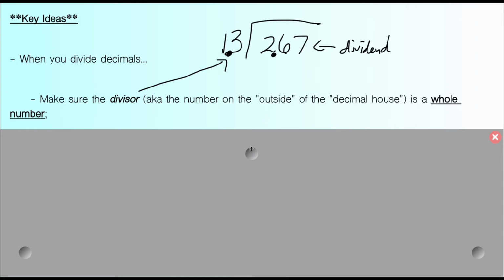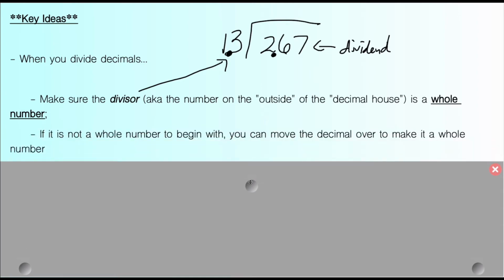And we can do that. If it's not a whole number, just move the decimal to the right as many places as you need to make it a whole number. So in this case, if I had 1.3, I would need to move the decimal over one place value to make it 13. So then I would have 13 on the outside.